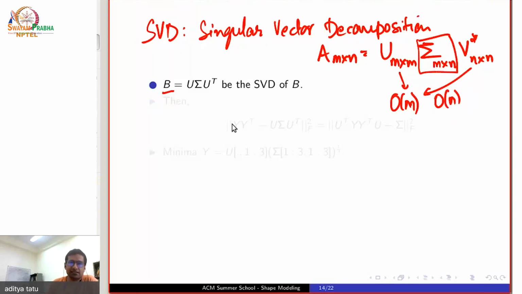Okay, and since B is a symmetric matrix, square symmetric matrix, of course, so U and V will be the same, which is why it is guaranteed that you can write B as U sigma U transpose. So it's basically an eigen decomposition as well.